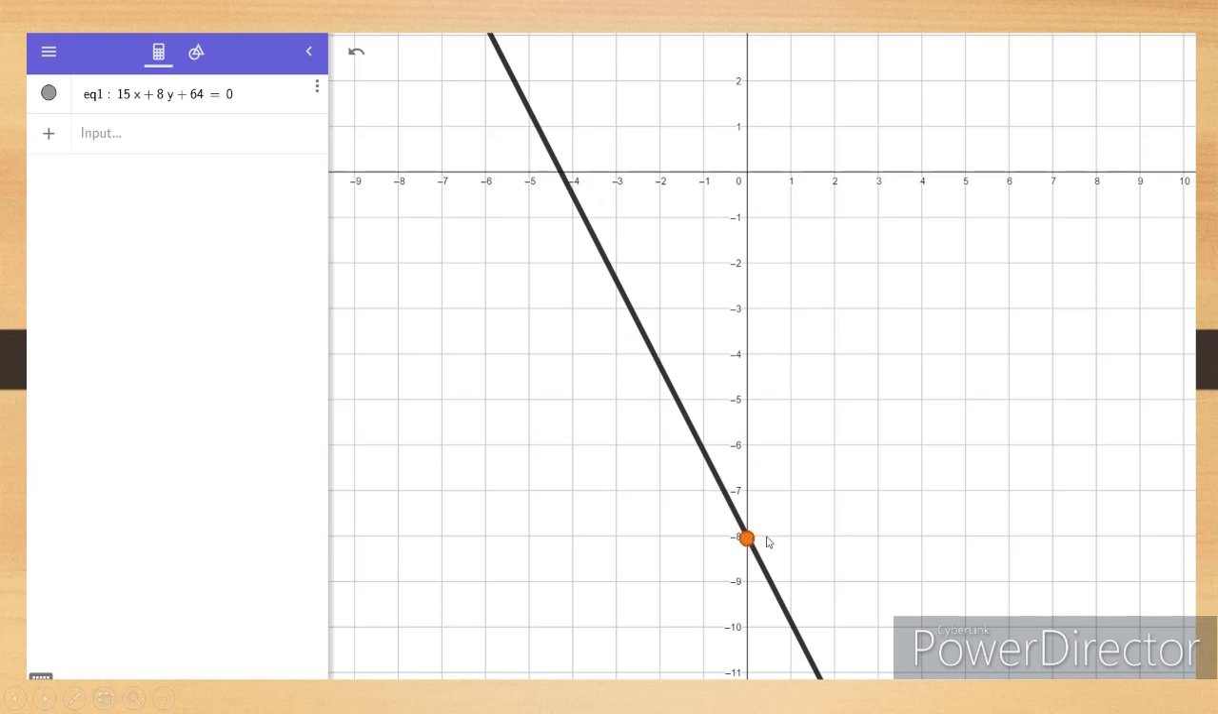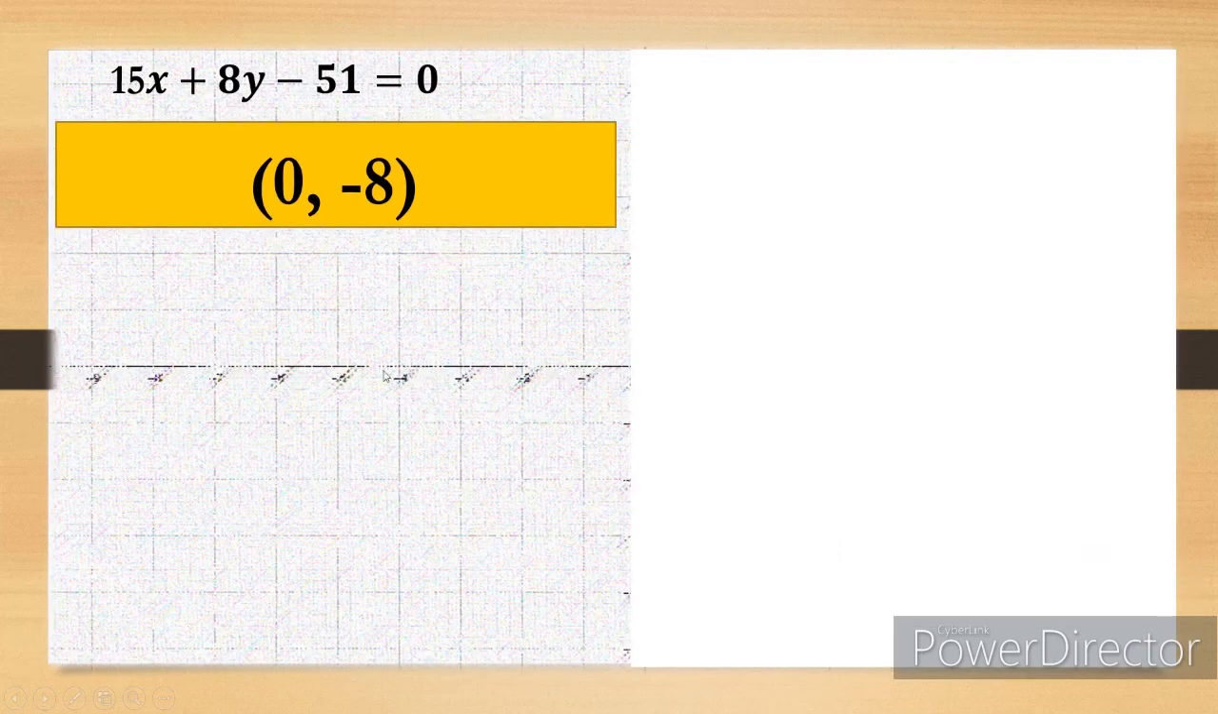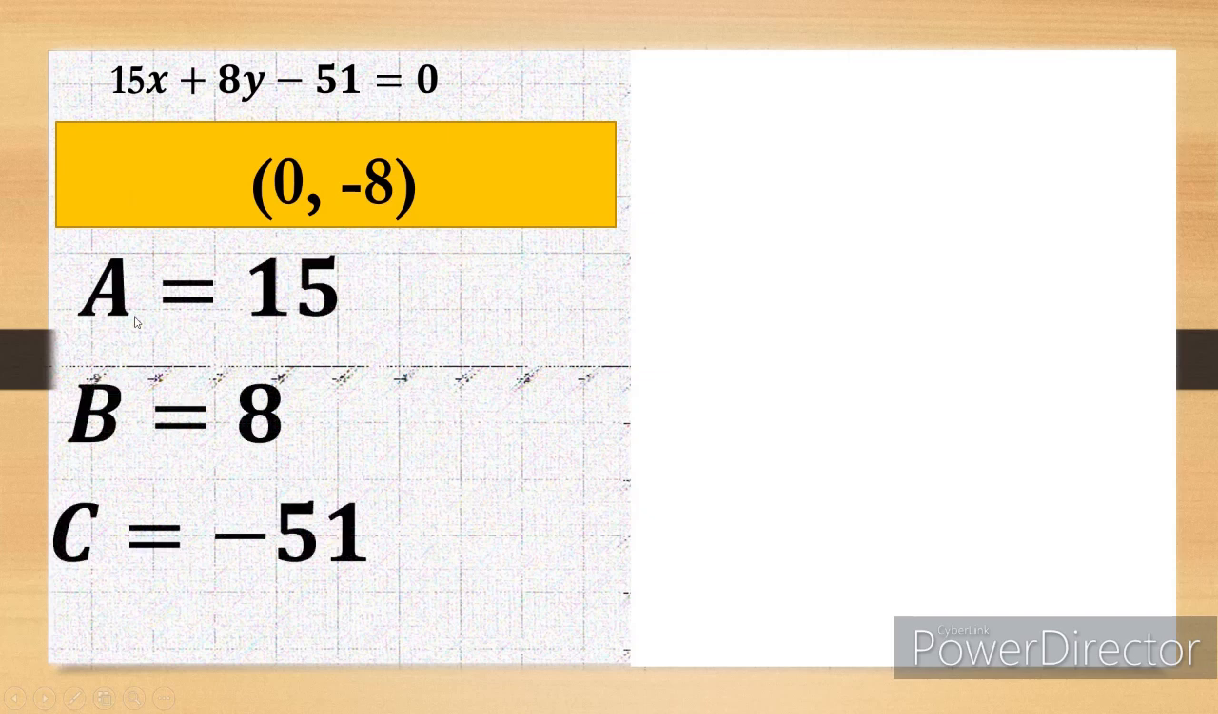And for our next task, we will find the distance of this point to the second line, which is ito. We have 15x plus 8y minus 51 equals 0. And kapag nahanap natin ang distance ng point na to sa line na to, nahanap na rin natin ang distance ng two parallel lines na to. Okay po. So first, let us determine the values of A, B, and C. So A here is 15, B is 8, and C is negative 51.